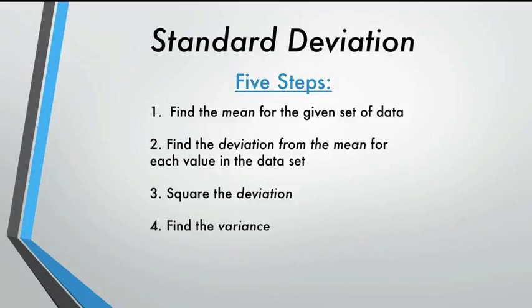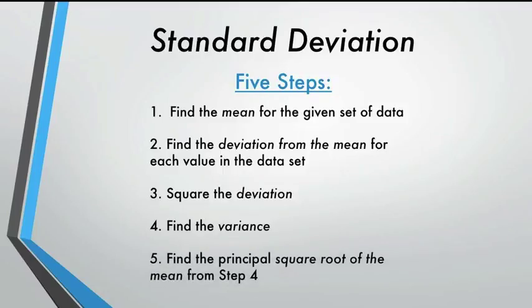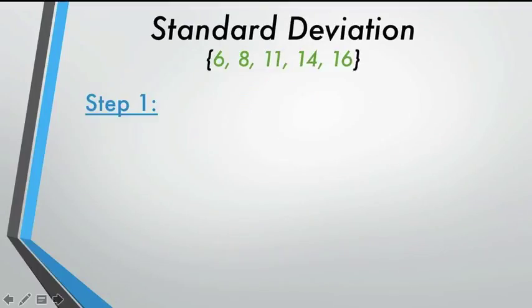Number 4. Find the mean of the squared deviations. This is also referred to as the variance. Number 5. Find the principal square root of the mean found from step 4. Find the standard deviation for the following set of data: 6, 8, 11, 14, and 16. Use the 5 steps described previously to calculate the answer accurately.